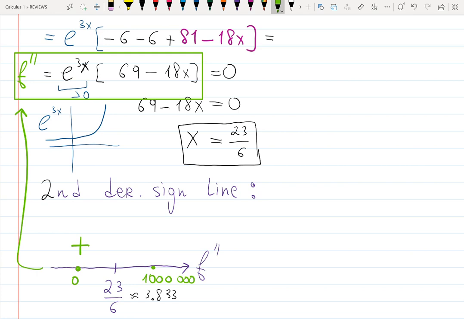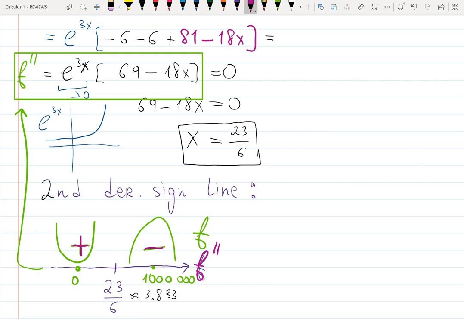If I choose a million, though, and I plug it into my second derivative, minus 18 times a million is a huge number, exactly minus 18 millions. That negative number plus 69 is negative, times positive e to the 3x is a huge negative number. So the original function is concave up on the first interval and concave down on the second interval. That's the original f. If you have troubles also with colors, I will show that this plus or minus belongs to the second derivative, and then concave up and concave down belongs to the original function f in green.